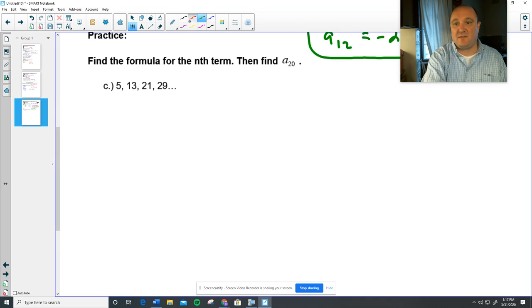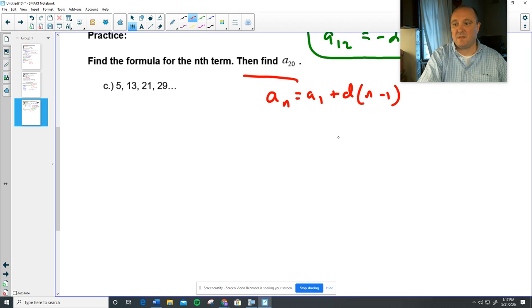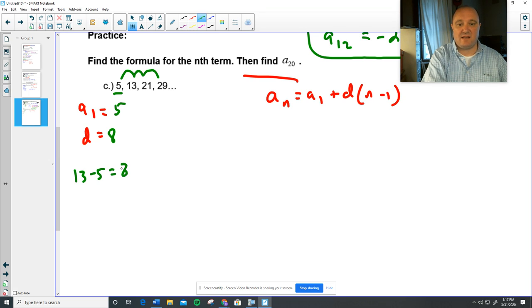Find the formula for the nth term, then find a sub 20. So again, I'm using this general formula. This is my starting place for all of these problems. And the first thing I'm going to do is figure out what a sub 1 and d are. What is a sub 1 here? Well, that's the first term. That's the 5. What's d? How much am I adding each step? It looks like to get from 5 to 13, I'm adding 8. If that's not apparent to you, remember you can always do 13 minus 5 on your calculator, and that'll give you the 8.